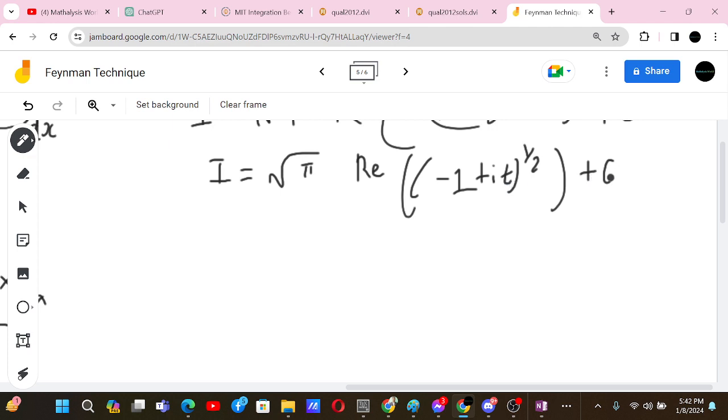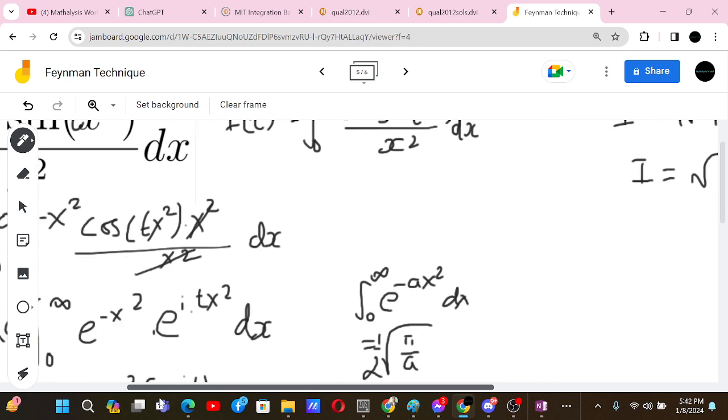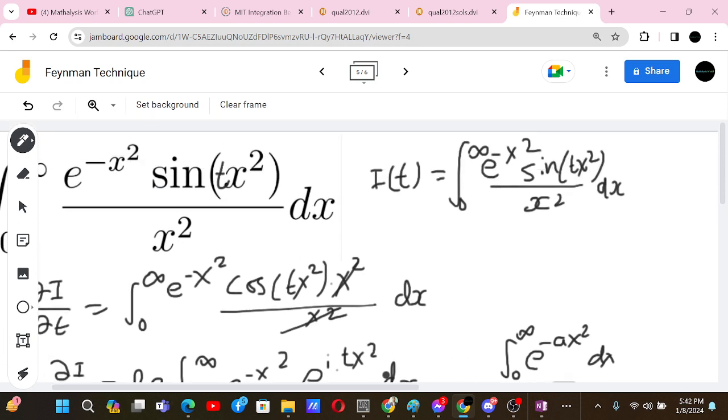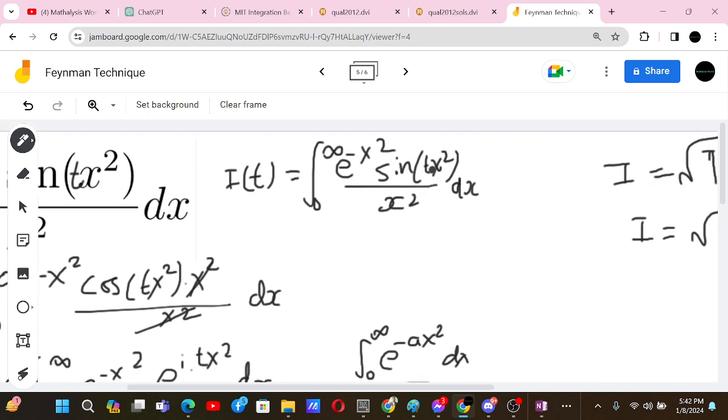Now we just have to find c. But to find c, we need to know a case where we can find the value. So basically t is 0.